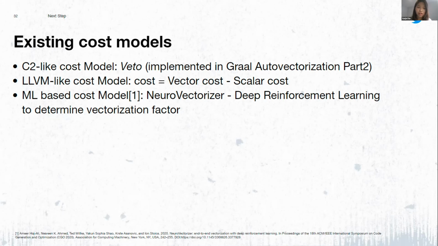And a more advanced recent research has used an ML-based cost model, which is called the neural vectorizer. It uses deep reinforcement learning to determine the vectorization factor. It works on the loop vectorizer that determines the number of the unroll factor and the interleaving factor.